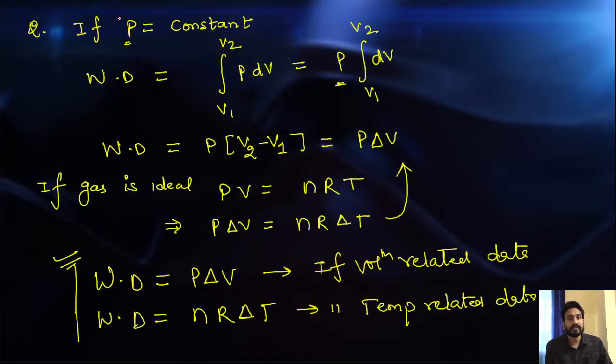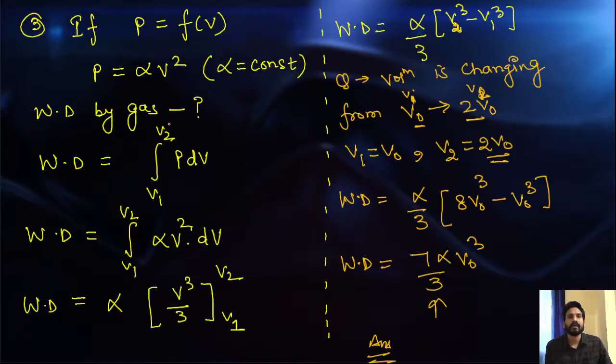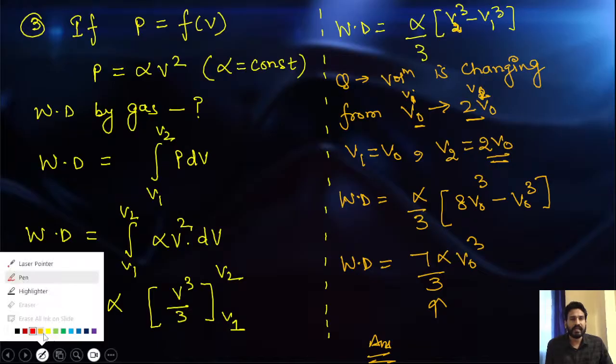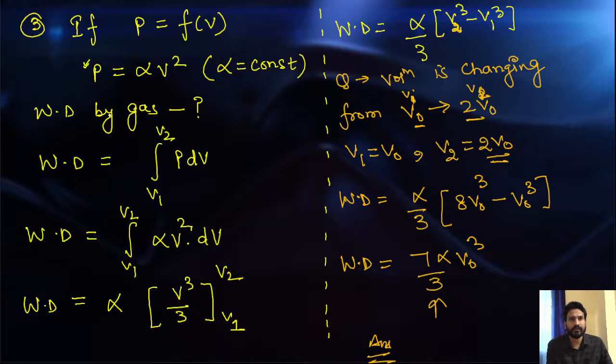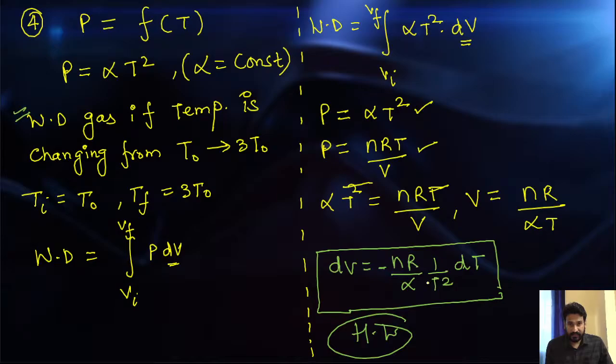Okay, if pressure is constant, this is my quantity of work done. In another form, it is nR delta T. Okay, if my pressure is a function of volume, then how can we calculate the work done? So this is the function of the volume, and this is how we can calculate the work. Next, if my pressure is a function of temperature, and let's suppose P is equal to alpha T square, where alpha is a constant, then I give you that dV is equal to minus nR divided by alpha, 1 divided by T square dT.